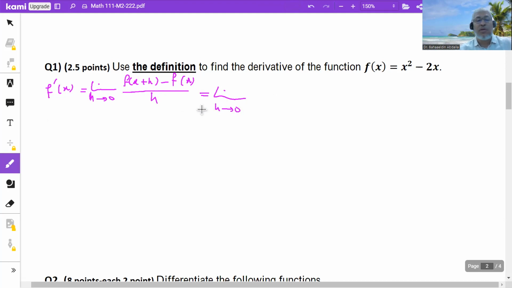Well, f of x plus h, we have the definition of f of x. So to find f of x plus h, I just replace x by x plus h. So I'll have x plus h squared minus 2 times x plus h. All of this is f of x plus h. Minus f of x, so this is f of x. I have minus f of x over h.